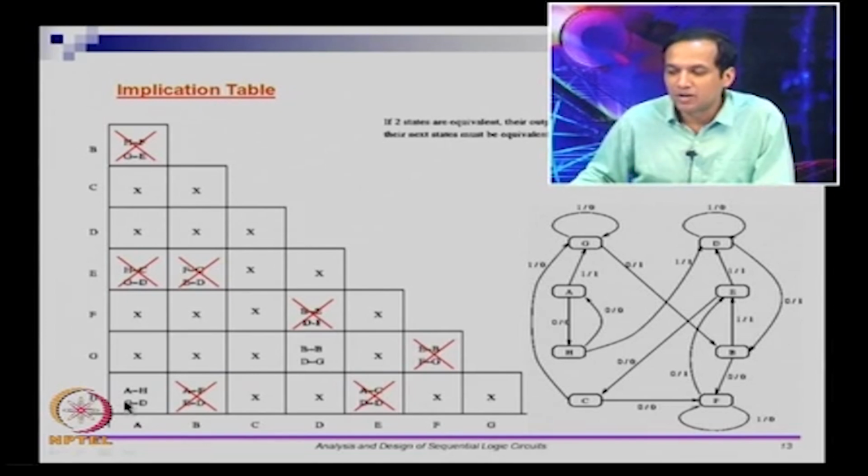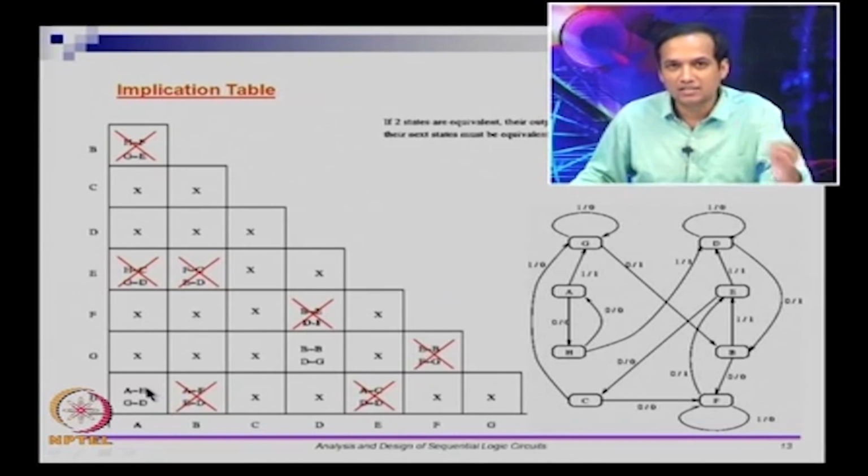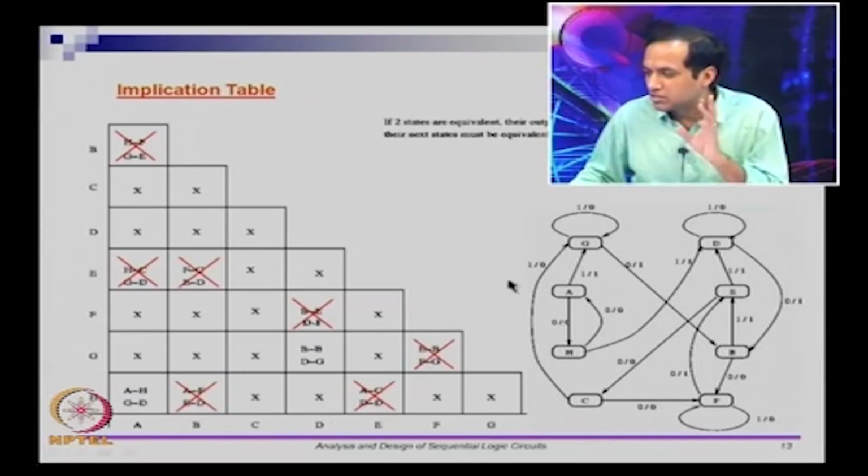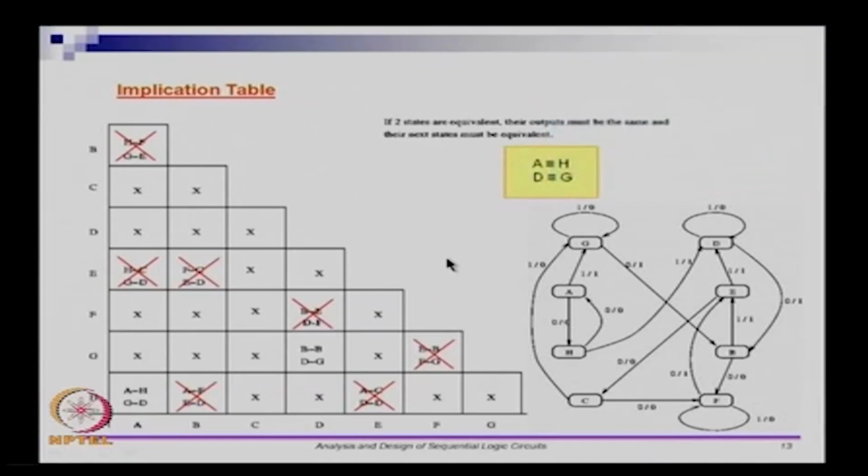Now let us come back and look at this. For A and H to be equivalent, A and H should be equivalent. It is trivial. So by default you get that, but you also want D to be equivalent to G. We just established that D is actually equivalent to G. So overall what we get is A is equivalent to H and D is equivalent to G. So now instead of 8 different states here, I can replace that with a diagram of 6 states. So A is equivalent to H and D is equivalent to G.